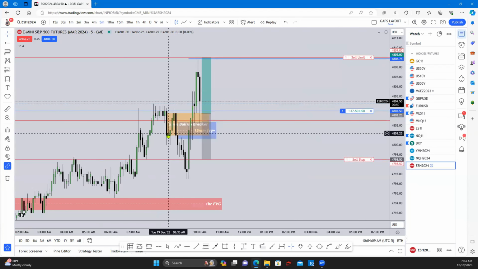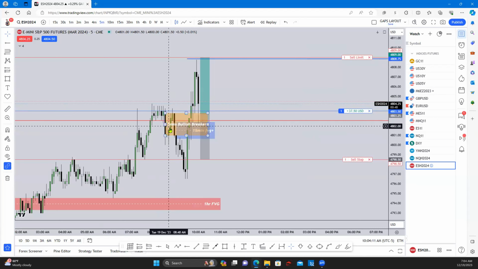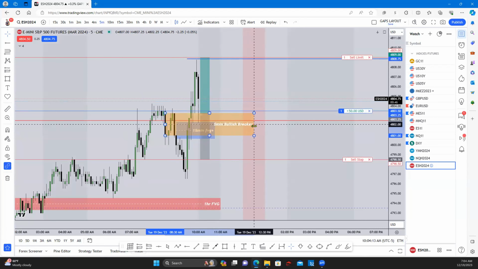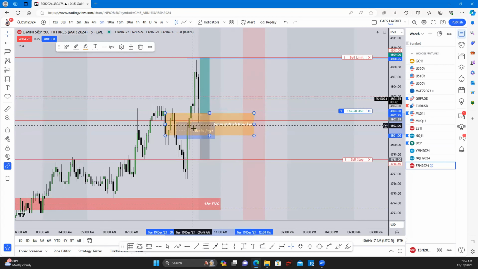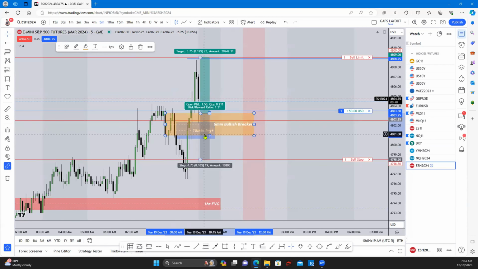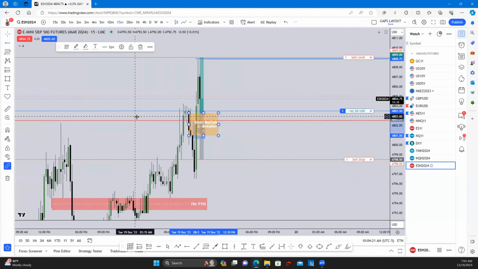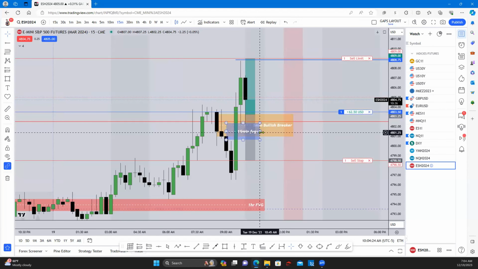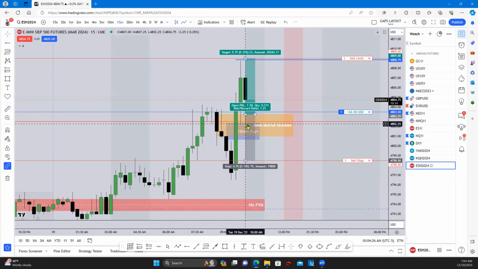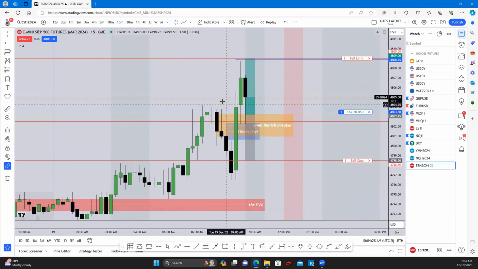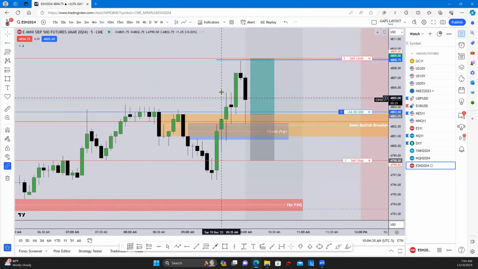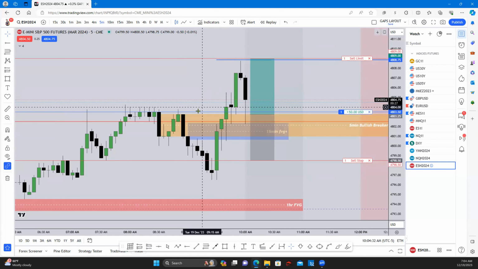So again, we have this 5-minute bullish breaker, these consecutive 3 up close candles, and then a down move, respected it again. We have this 15-minute fair value gap in here, we tap the top of, and then we also now create this 5-minute we're kind of retracing from.